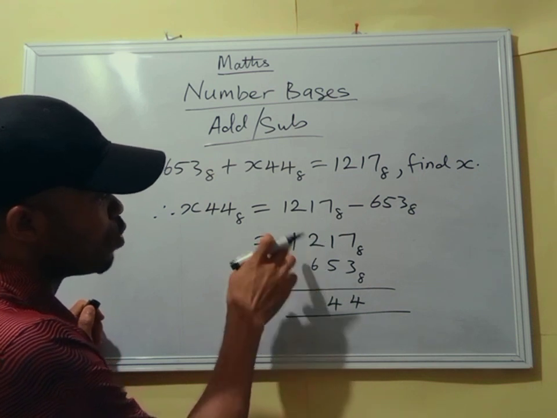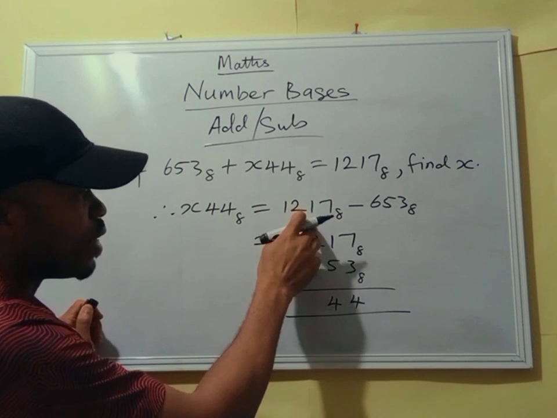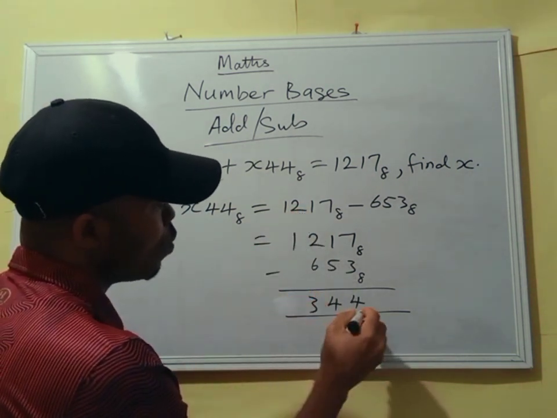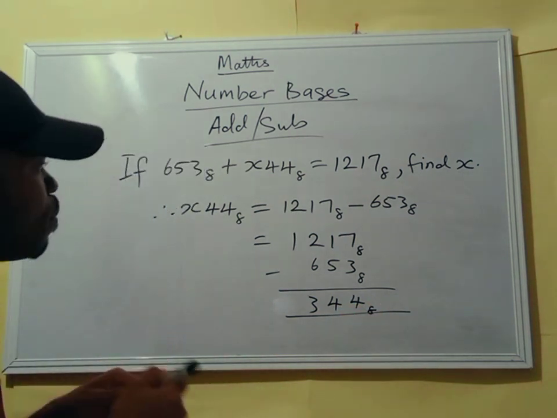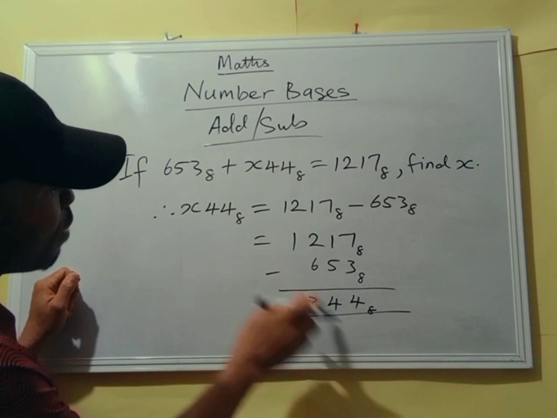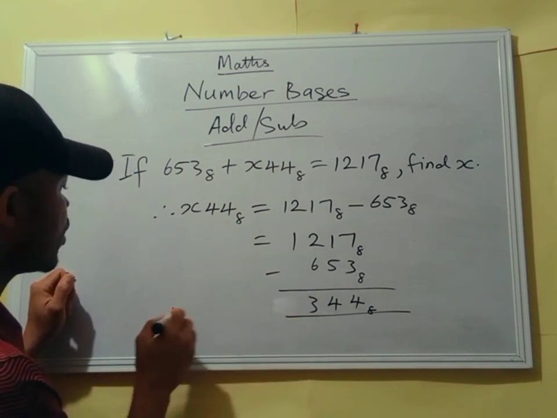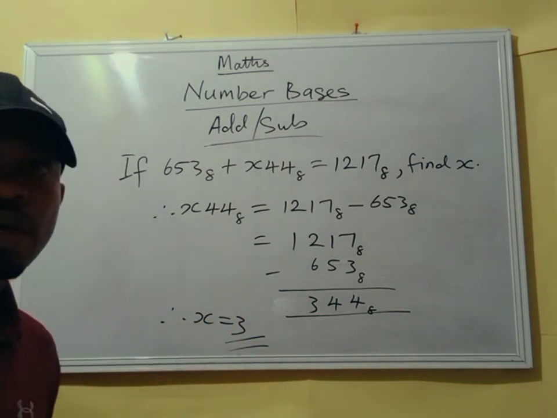1 minus 6 cannot. You come to borrow this only 1. So it's coming as 8 items again, added to that one gives you 9. 9 minus 6 is 3. So what you have is 344 base 8. So by comparison, this is the place value, the similar place value. So by comparison, you say therefore x equal to 3. That's how to solve this kind of problem.